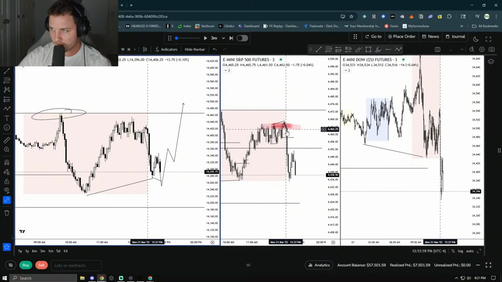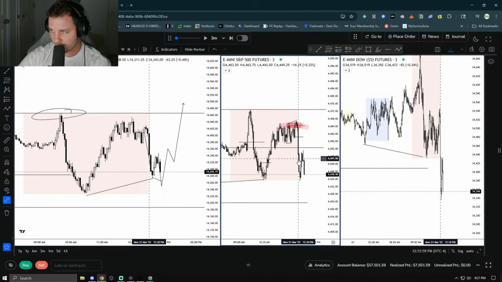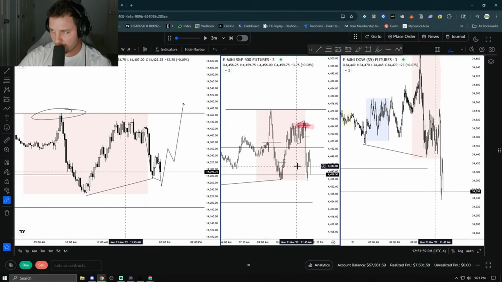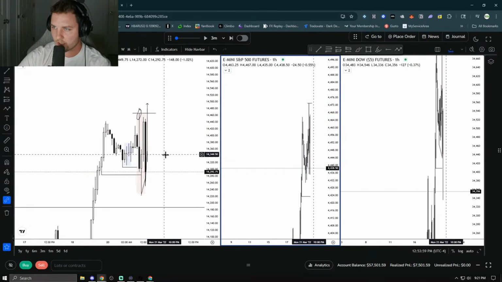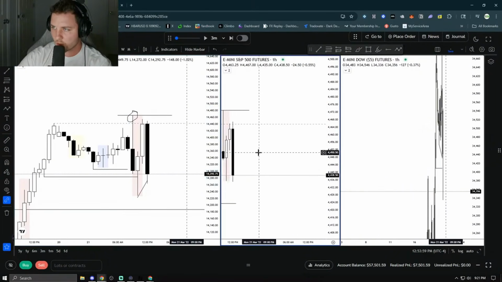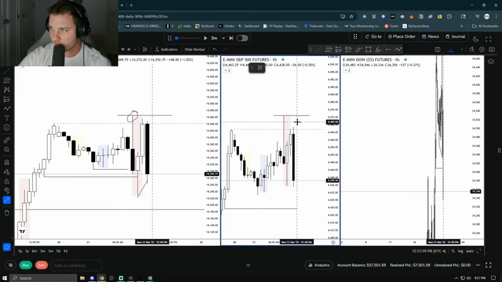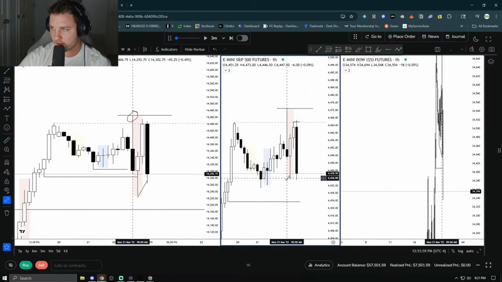So in real time, we could maybe mitigate as soon as we see the CISD here. So you could go break even. That would make 100% sense. Okay, so that's cool to know. Let's go back here. So we reversed off this high here. So we're going to take out this low, which we did because this low failed to take out that high. So we're going to take out the low.